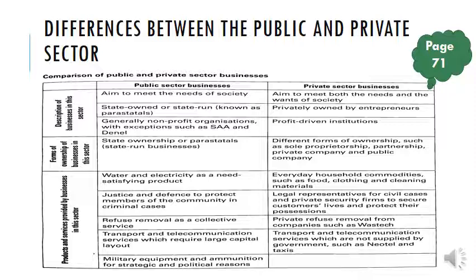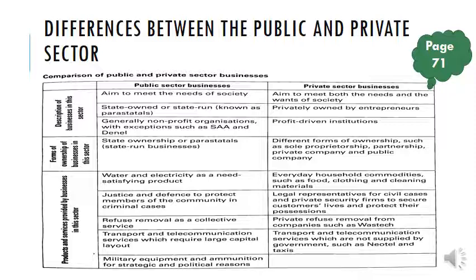Now, if we look at the forms of ownership in the public sector, it is state ownership or state-run. Then we have the private sector, with different forms of ownership such as sole proprietorship, partnership, private company, and public company. Don't worry too much about the forms of ownership. We will discuss it in topic 9.